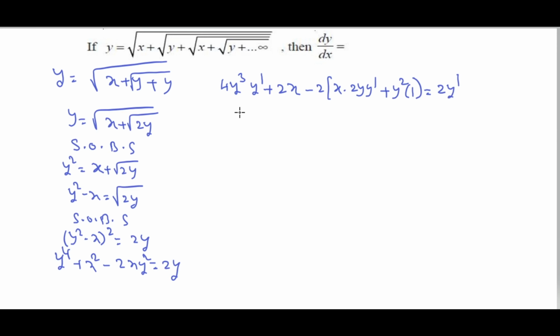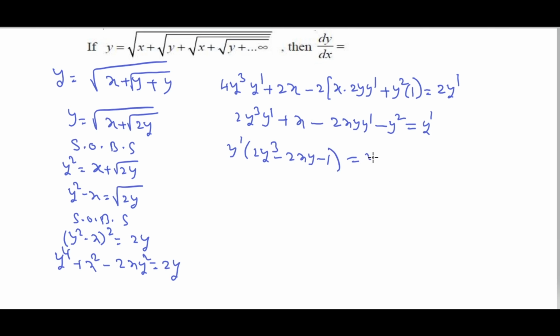Take 2 common, that is 2y cube into y dash plus x minus 2xy y dash minus y square is equal to y dash. Take y dash common, that is 2y cube minus 2xy minus 1 is equal to y square minus x. y dash is equal to y square minus x by 2y cube minus 2xy minus 1. This is the answer.